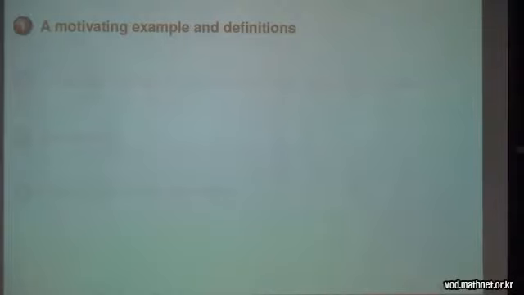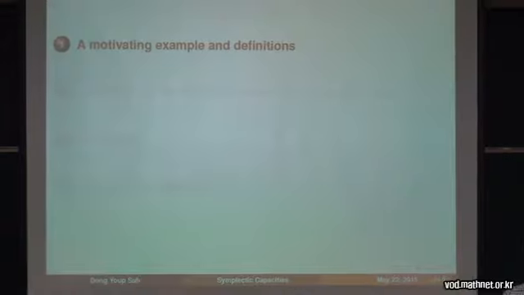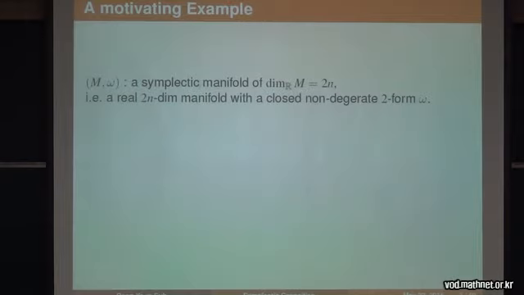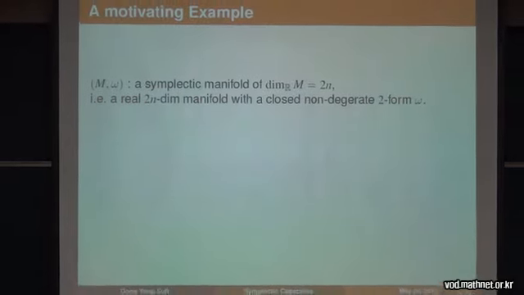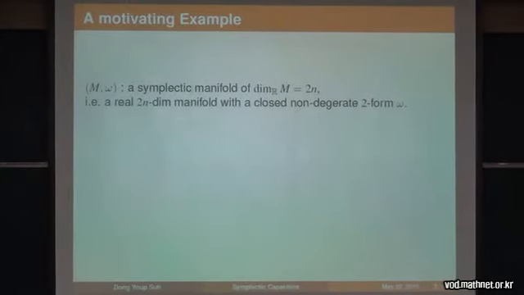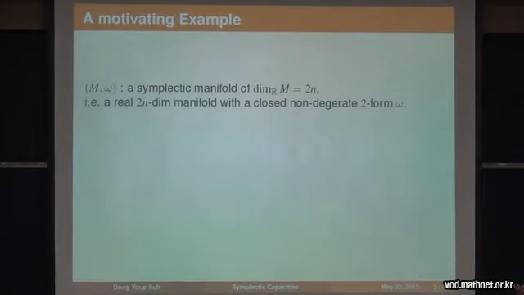Okay, so before I talk about symplectic capacity, I will give you some motivating examples. What are the symplectic capacities I'm talking about? Let M and omega be a 2n-dimensional symplectic manifold. What I mean by symplectic manifold is a non-degenerate closed two form omega on a real 2n-dimensional manifold. This is a symplectic manifold.